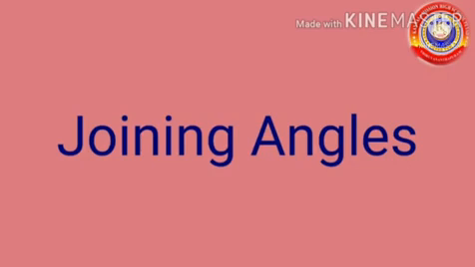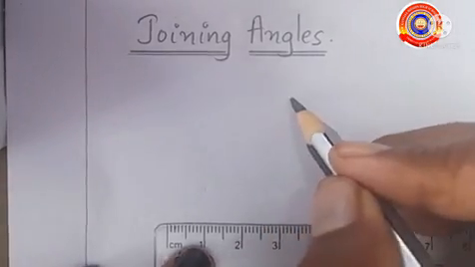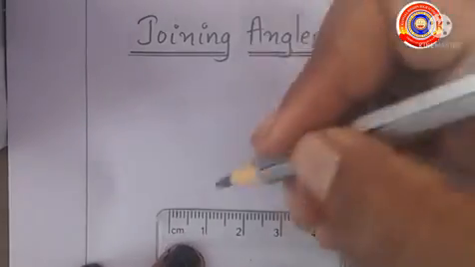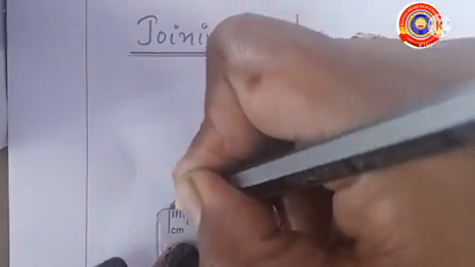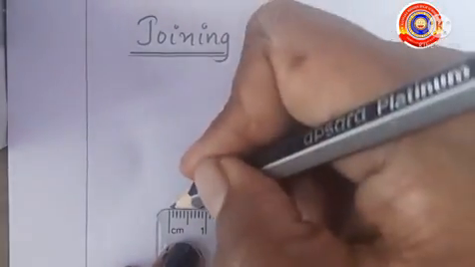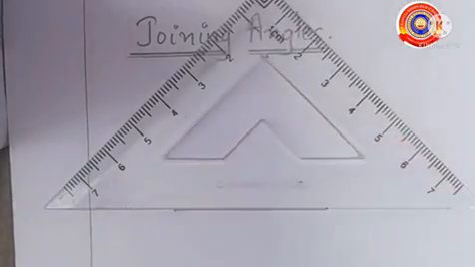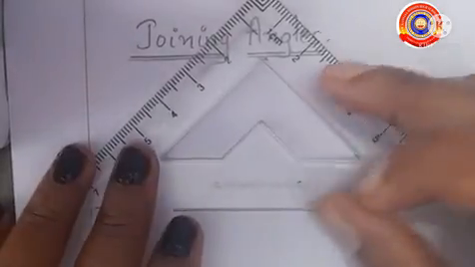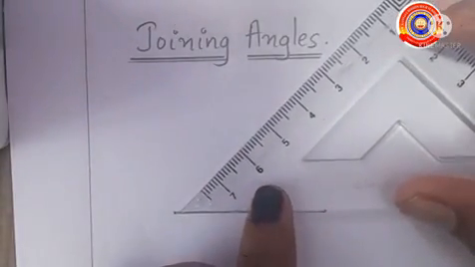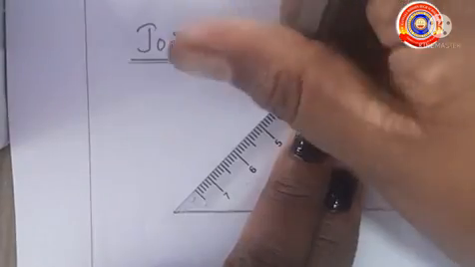Next activity, joining angles. At first we have to draw angles. For that, draw a line any centimeter long. Mark both the endpoints. Then take any of the set square. Then place the set square over the line. The left endpoint of the line should meet at the slanting corner of the set square. Mark a point.